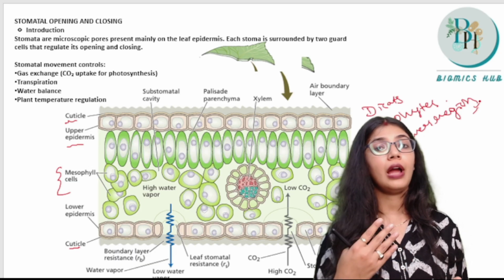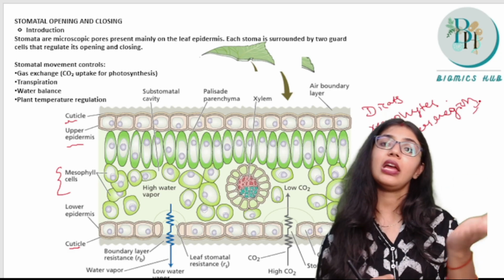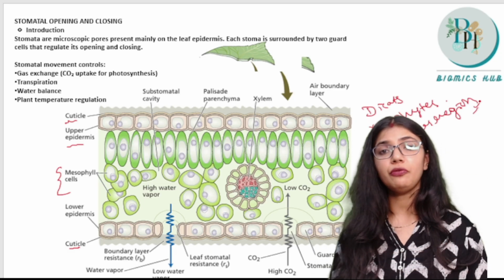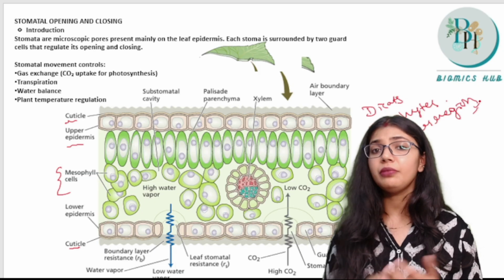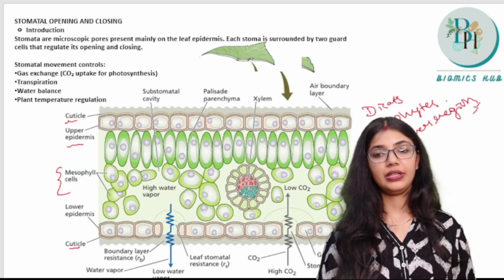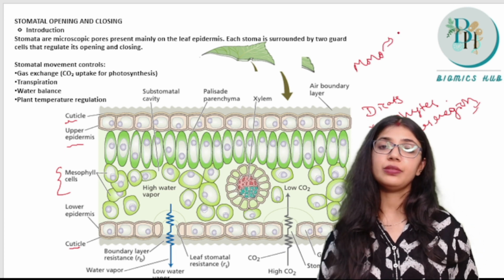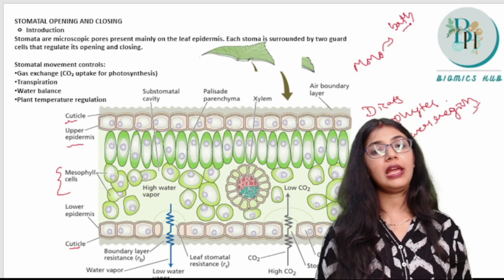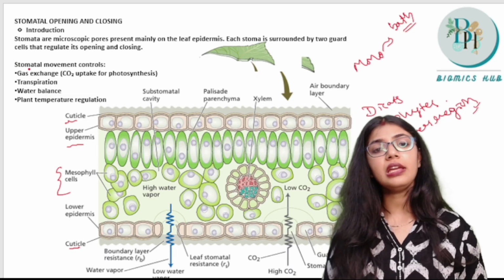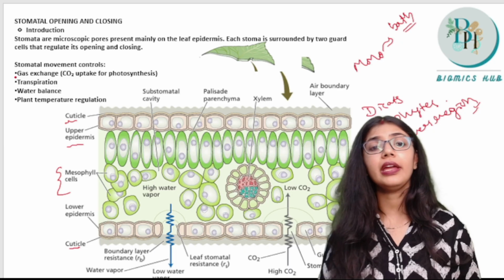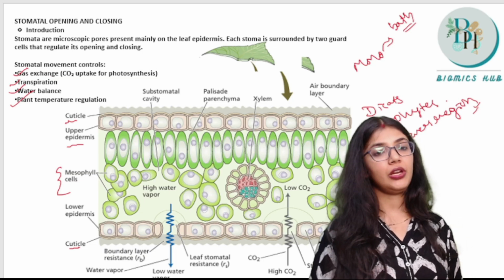In case of hydrophytes, the stomata are present in the upper region, because the lower region is already in the water, on the surface of the water. From there transpiration cannot take place, or the exchange of gases would be low, so it is present in the upper region. And in case of monocot plants, the stomatal pore can be in both portions, the lower region as well as the upper region. So here we can see the stomata. What is the requirement of the stomata? It helps in gas exchange, transpiration, water balance, as well as plant temperature regulation.